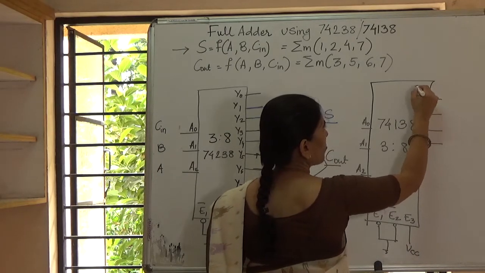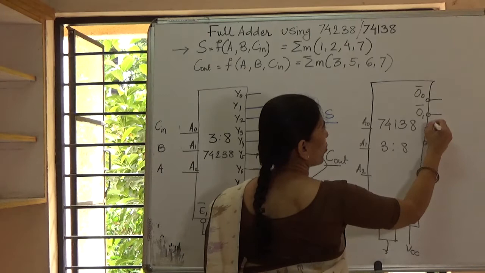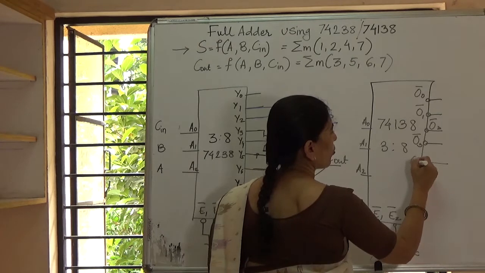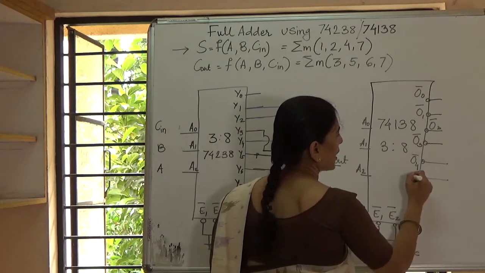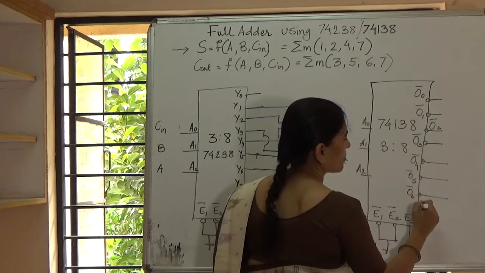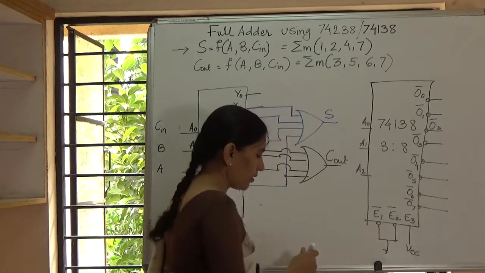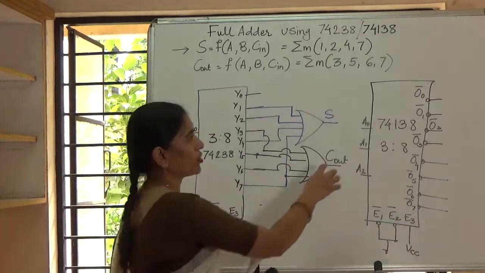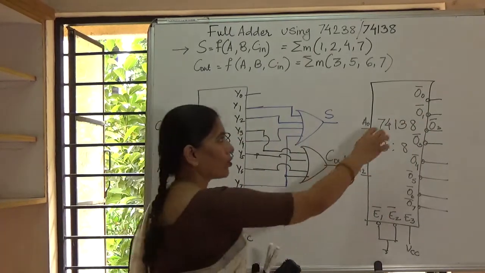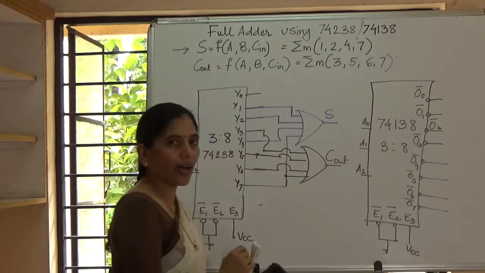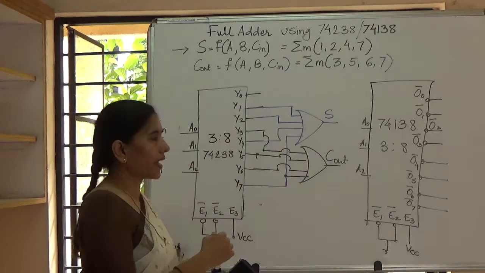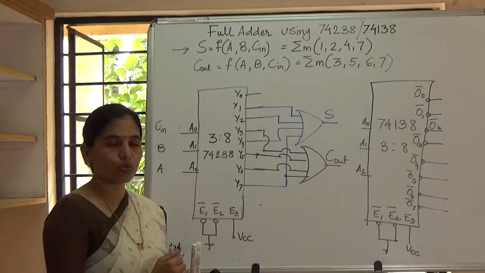So this is O0 bar, O1 bar, O2 bar, O3 bar, O4 bar, O5 bar, O6 bar and O7 bar. Now if a 0-0-0 combination comes, then the O0 output will become a low, the others will remain high. So exactly the opposite state appears on the output lines as compared to that of 74238.